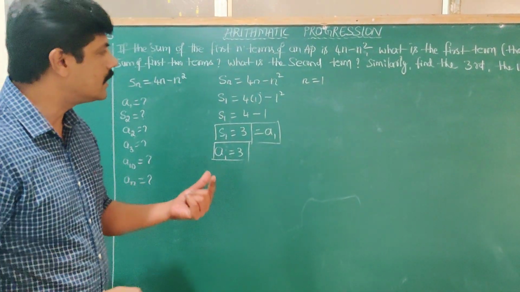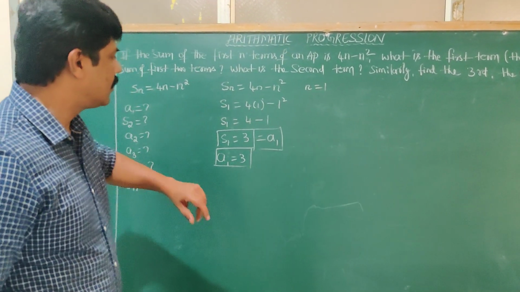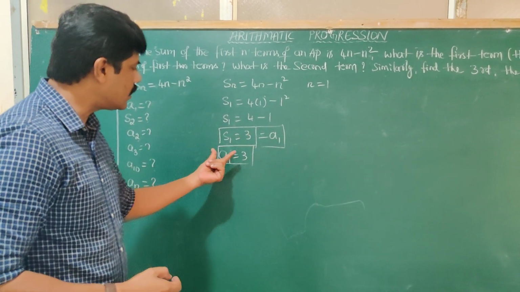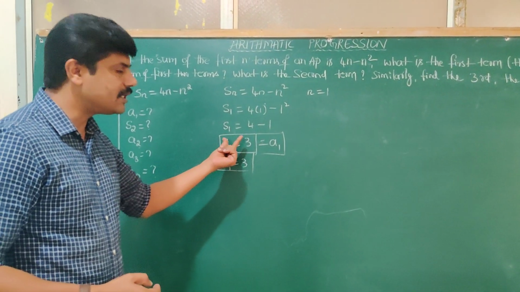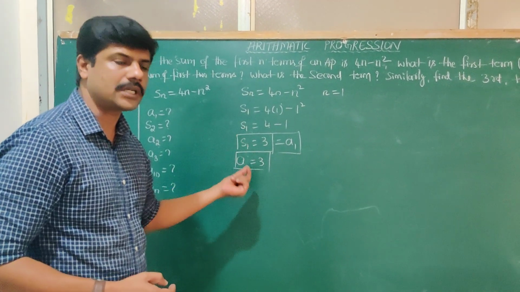How did we get first term is 3? By substituting n = 1. After substituting, we got S1 = 3. S1 = 3 is nothing but A1. A1 is 3. That is the first term we have got.